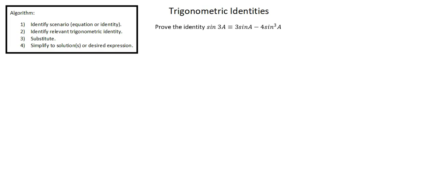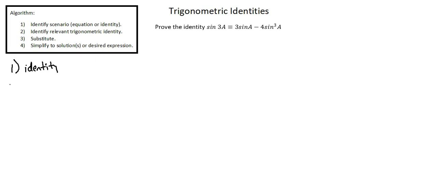Step 1, identify scenario, equation, or identity. In this example, we're dealing with an identity. Step 2, identify relevant trigonometric identity. Identifying the relevant identity takes some practice.